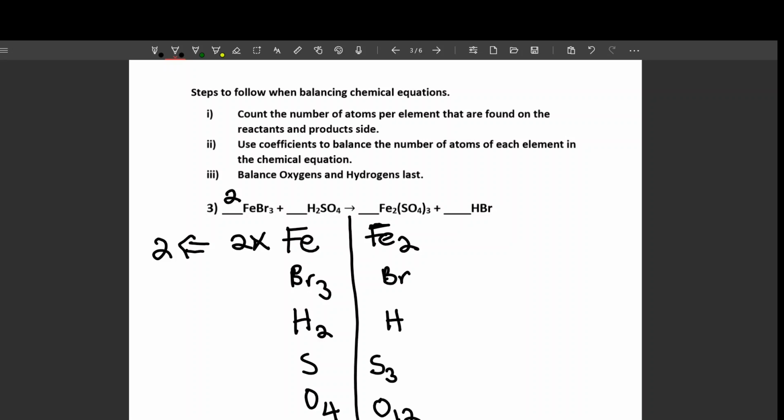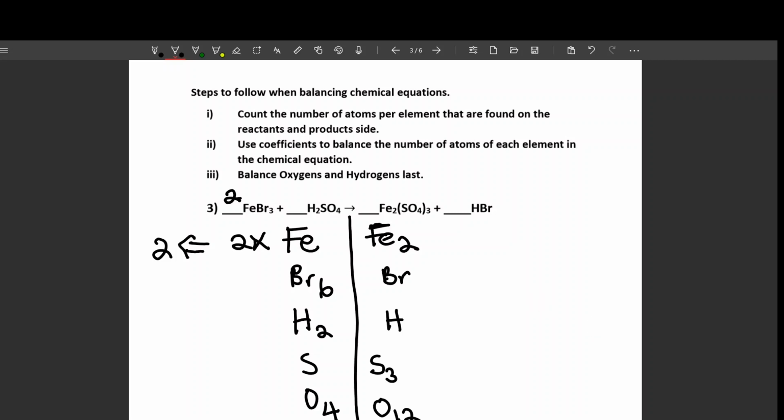Our irons are balanced. However, note that by introducing this 2 here, I've also changed my bromine count on my reactant side. So instead of having 3, I now have 6, right? Because 2 times 3 is 6. So we have 6 bromines. We have 1 bromine there still.